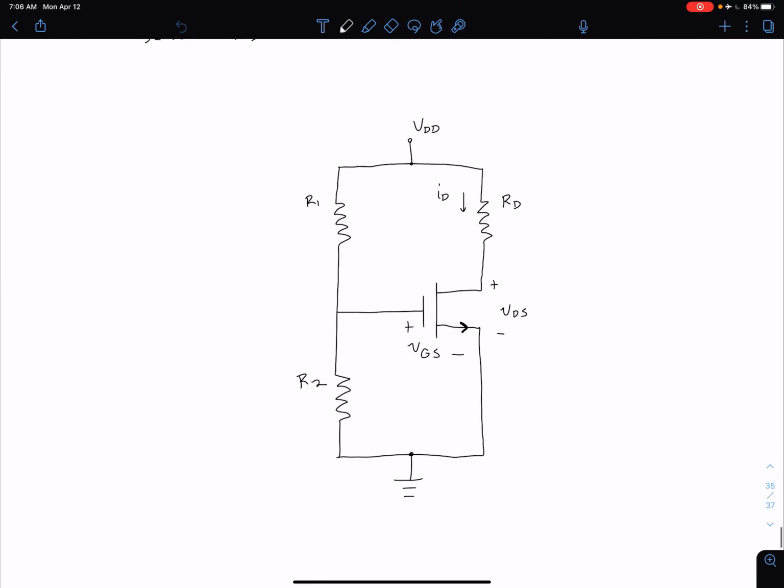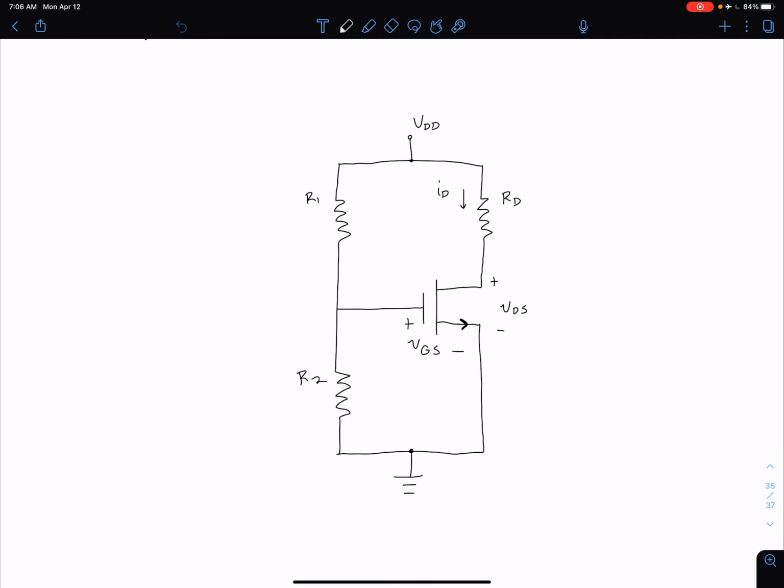So here we have our DC MOSFET circuit. This is similar to what we considered previously. We have this voltage divider biasing network with R1 and R2, we have our drain resistor, and we have an enhancement mode n-channel MOSFET. If we have some small signal voltage that we want to amplify, we can capacitively couple that to the input the same way as we did with our BJT circuit.